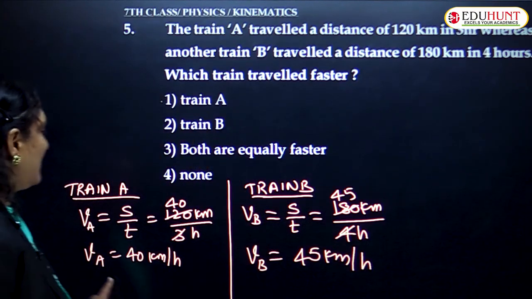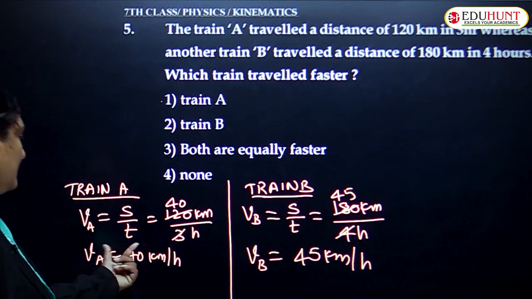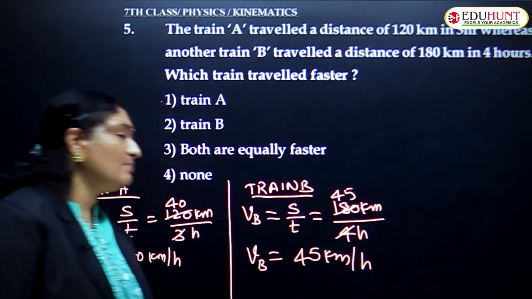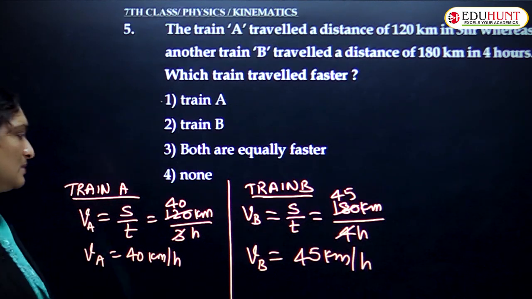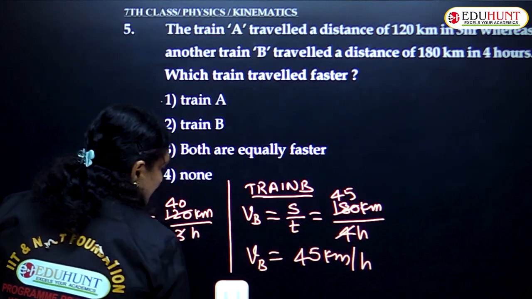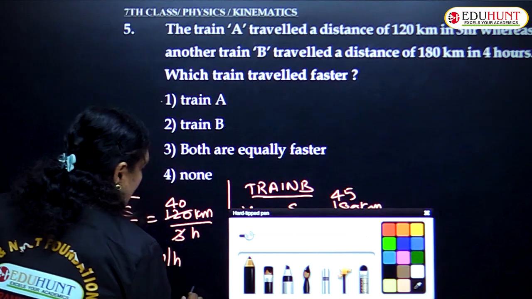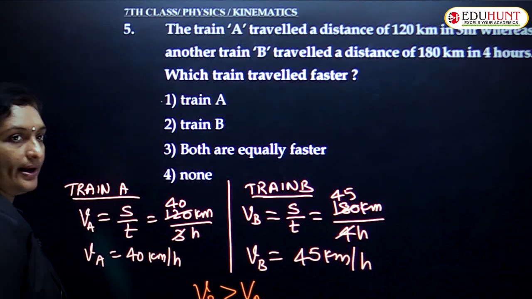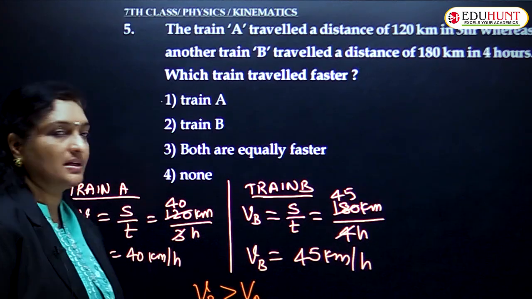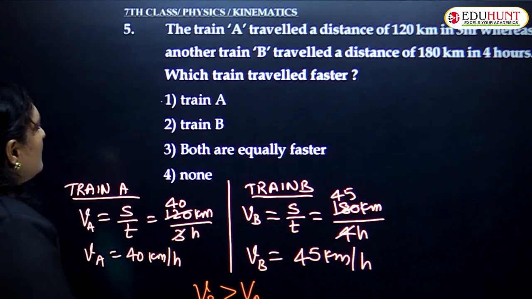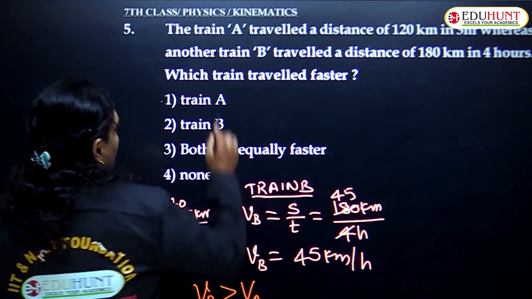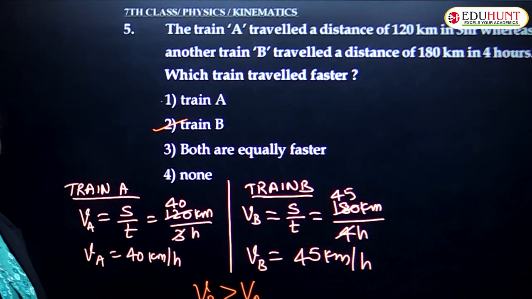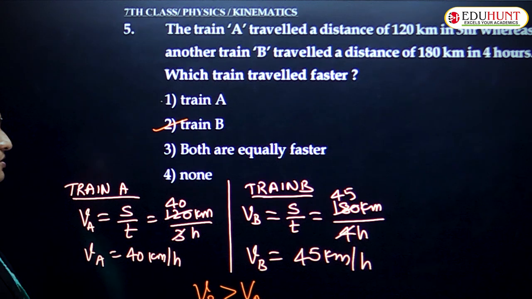If you compare the speed of A with the speed of B, here A travels with 40 kilometers per hour, whereas the second train B travels with 45 kilometers per hour. Clearly, it is found that the speed of B is greater than the speed of A. Hence, B travels faster than A. Which train travels faster? Train B travels faster as compared to A. Next question.